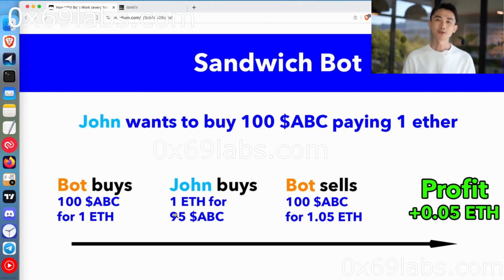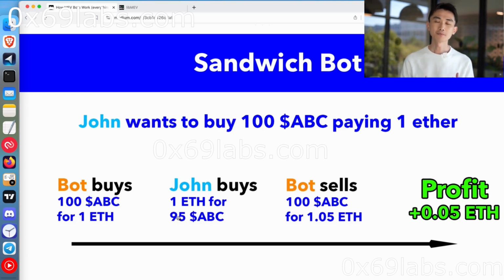It buys before. First, it detects a buyer, detects someone buying. Let's say John wants to buy 100 ABC tokens for 1 Ether. The bot then buys before John the same token, whatever amount is needed to move the price, so that John gets the minimum amount he is willing to accept with the slippage. So the bot buys before John, and then the bot sells the same tokens for a profit in Ether. That's how it works. Bot buys.